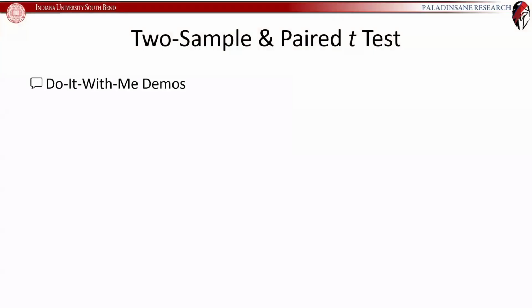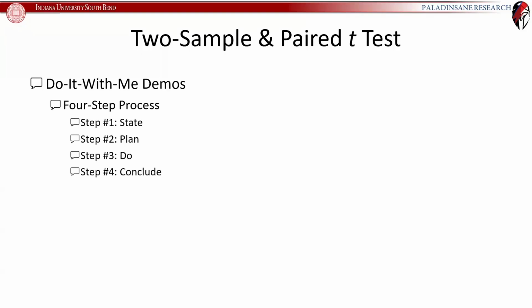So what's on the schedule for today? What we're going to do, as mentioned, is some more Do It With Me demos. Hopefully you're picking up the pattern that all significance testing follows that 4-step process of state the hypotheses, plan what you want to do, actually do the calculations, and then form the conclusions.